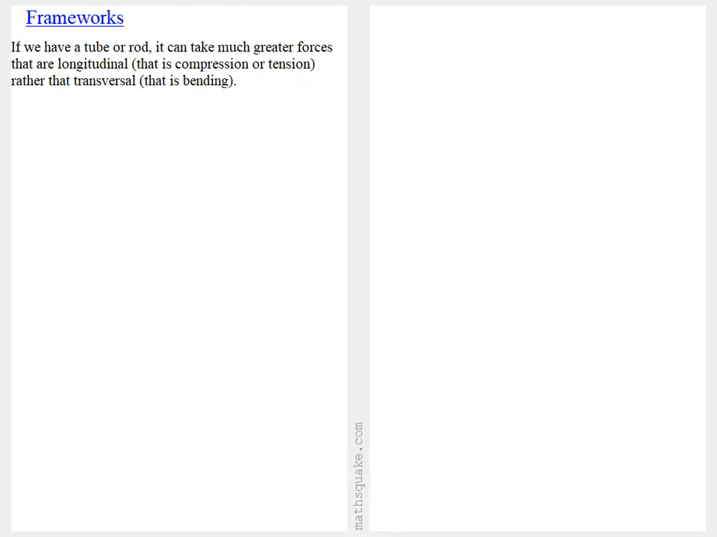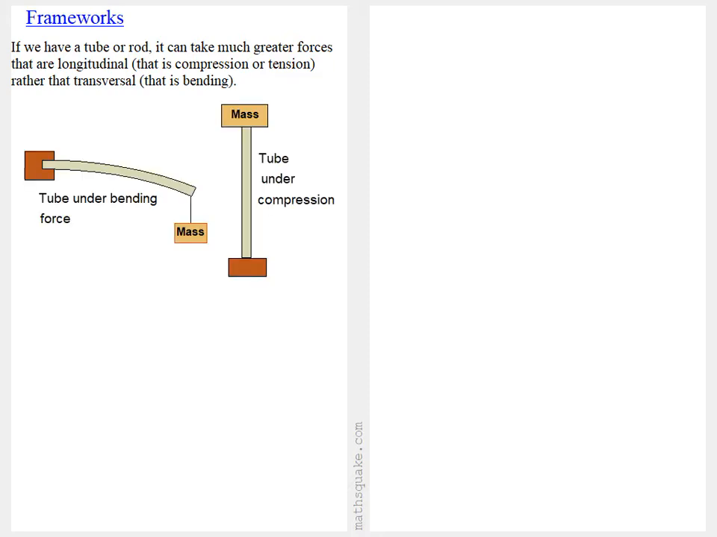If we have a tube or rod, it can take much greater forces that are longitudinal, that is compression or tension, rather than transversal, that is bending. If you look at the diagrams, we've got two tubes. The first one is under a bending force, and the second one is under compression. The second tube will be able to support a much greater load than the first tube.